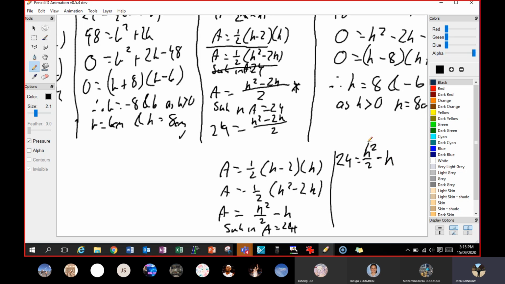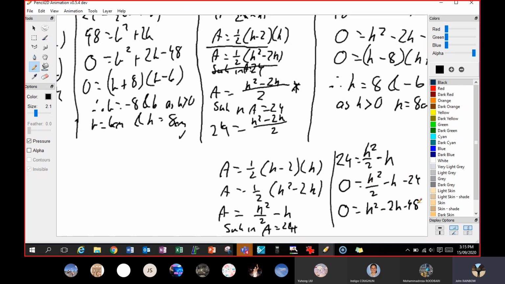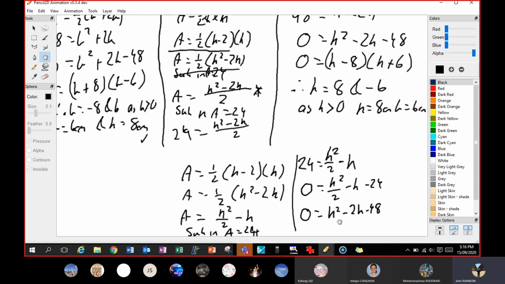That's h squared, sorry. Now here you could multiply by 2 again to get rid of it, or you could put the 0 on the other side. It doesn't really matter. Let's just bring this across. Let's go 0 equals h squared on 2 minus h minus 24. Now I'm going to times everything by 2 just to get rid of this and have it as an h factor. If I times everything by 2, I need to do it to every term. So it's going to be h squared minus 2h minus 48. Notice now we've got back to exactly the same situation where we were before. Then we can just factorize that.